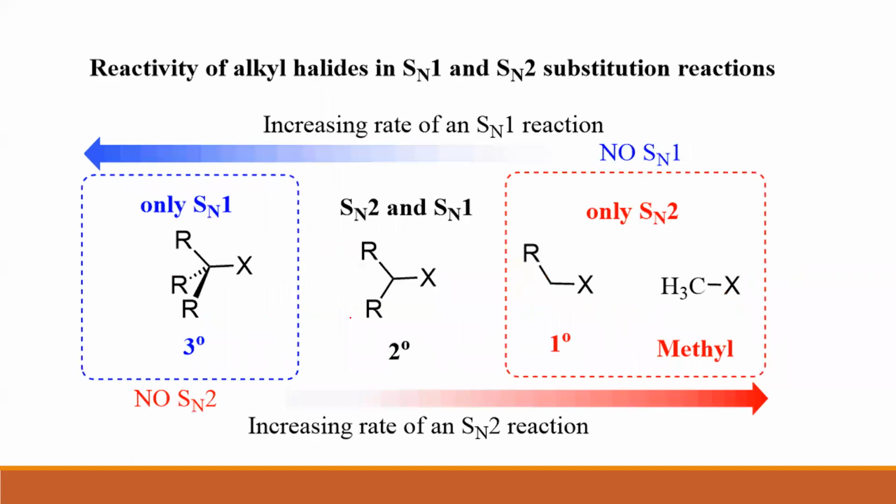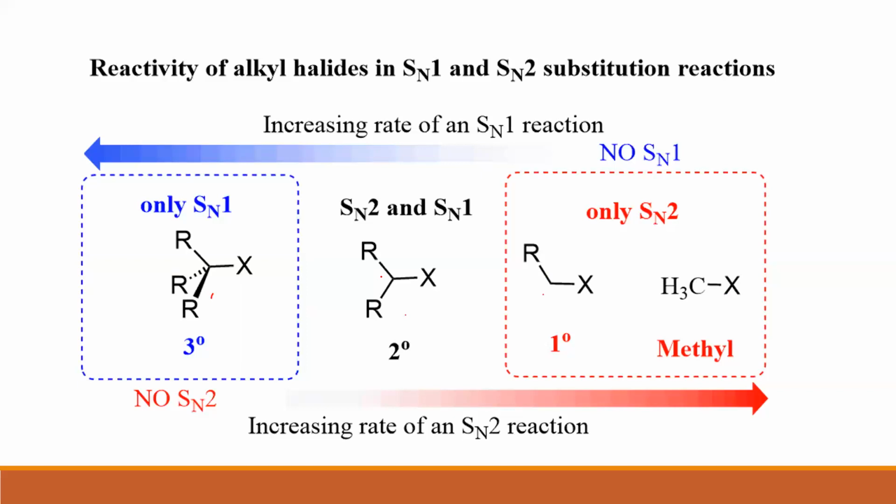Now, if I have primary, secondary, and tertiary, and I ask them to undergo SN1 or SN2, which will they undergo? It's very clear, we saw the order. The order of reactivity in SN2 was what? Primary was more reactive than secondary, which was more reactive than tertiary. The order of reactivity of SN1 was what? Tertiary is more reactive than secondary, which in turn is more reactive than primary. So who will undergo SN1, who will undergo SN2 if that question is asked?